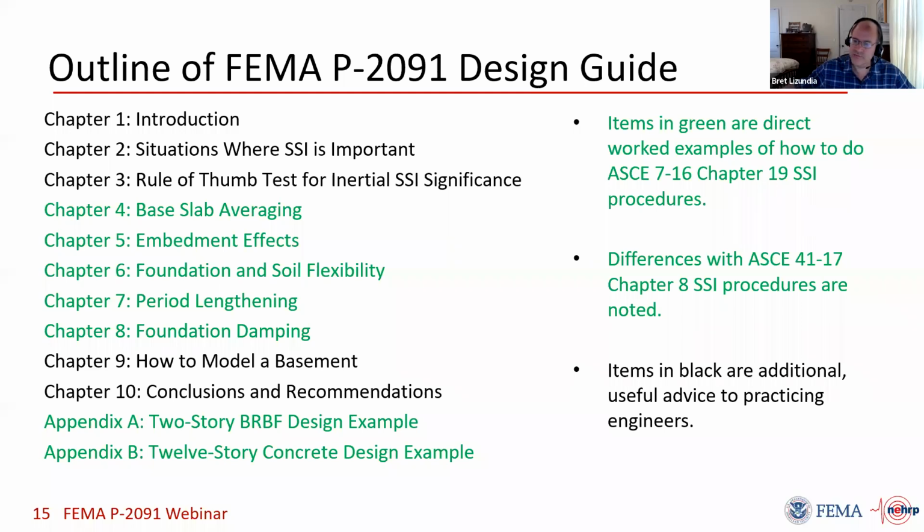ASCE 41, for those of you who are familiar with that document, which is sort of the main document for retrofit in the US, that one also has detailed provisions on SSI. They're very similar, but not necessarily identical to those in ASCE 7, and we'll talk about that a little bit. Things in black are not directly in the building code, but are kind of related to that, and hopefully they're of value to you as well.